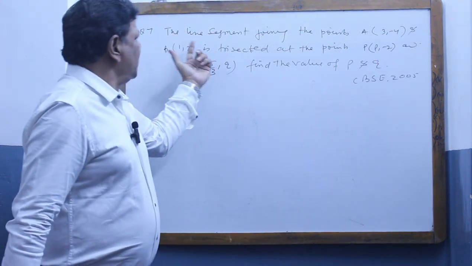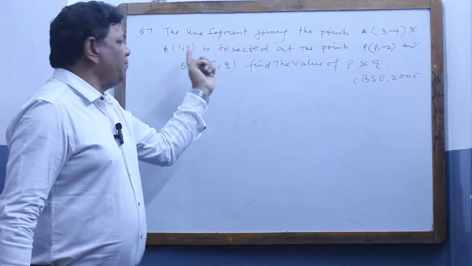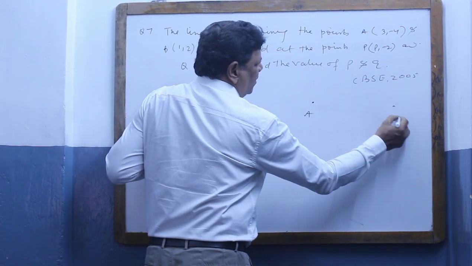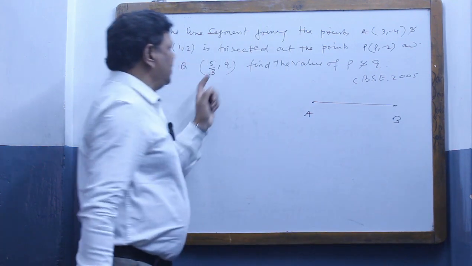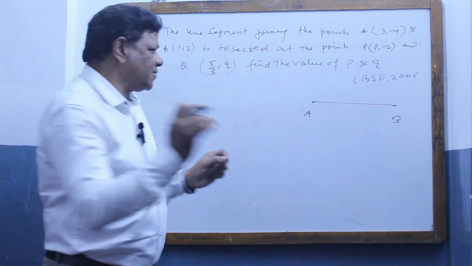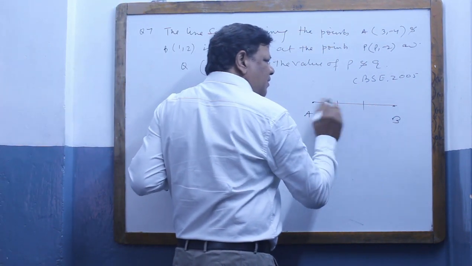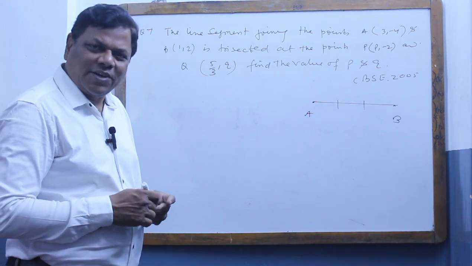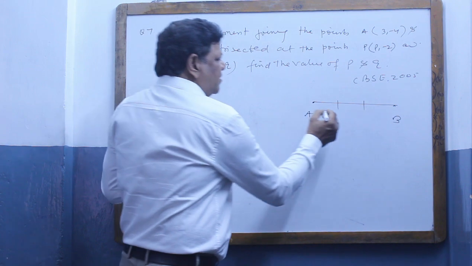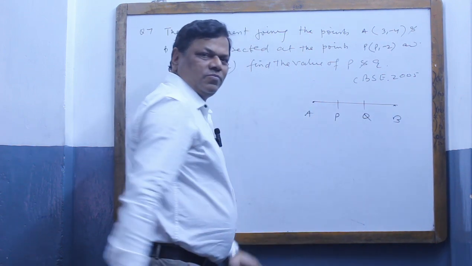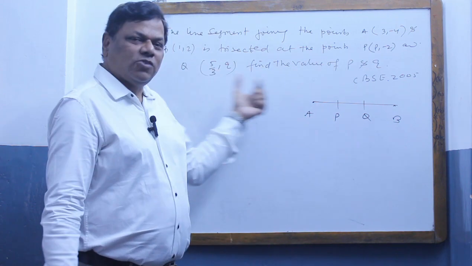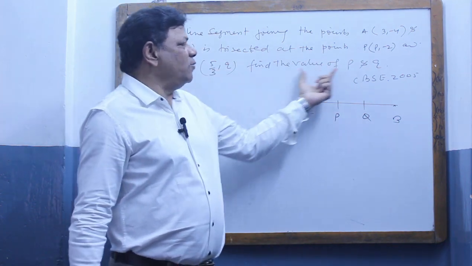This is another sum. The line segment joining the points A and B. So A here, B is here. It is trisected, a different question. Trisected means three parts. So three equal parts are there, divided at the points P and Q. That means this is P and this is Q. Okay, A is given, B is given, and P and Q are to be found.